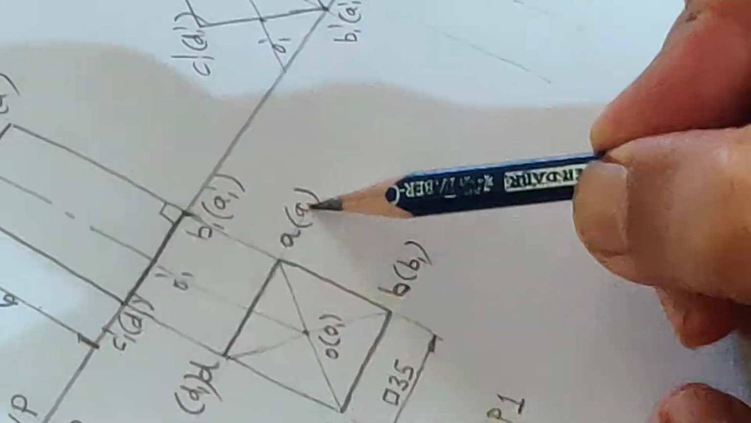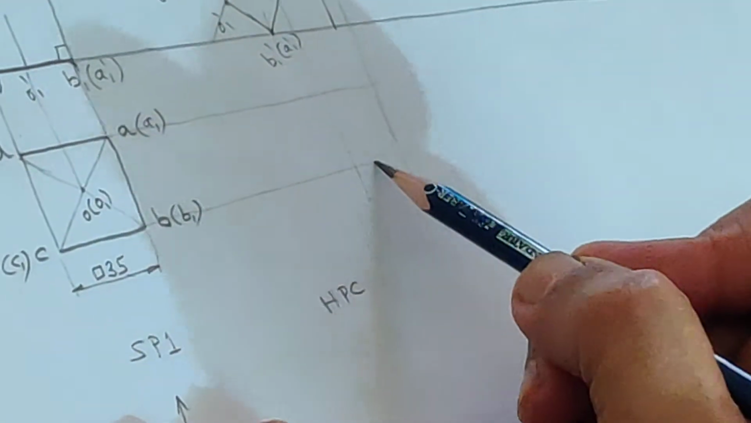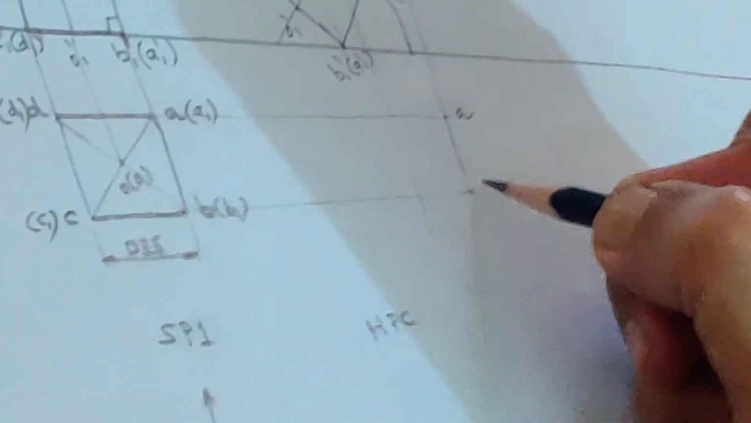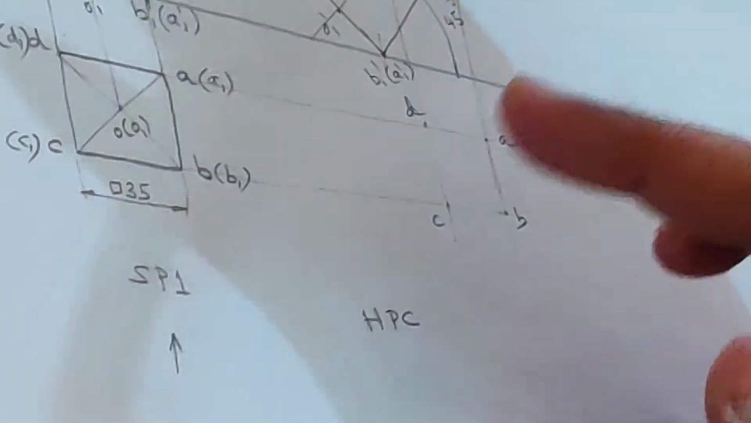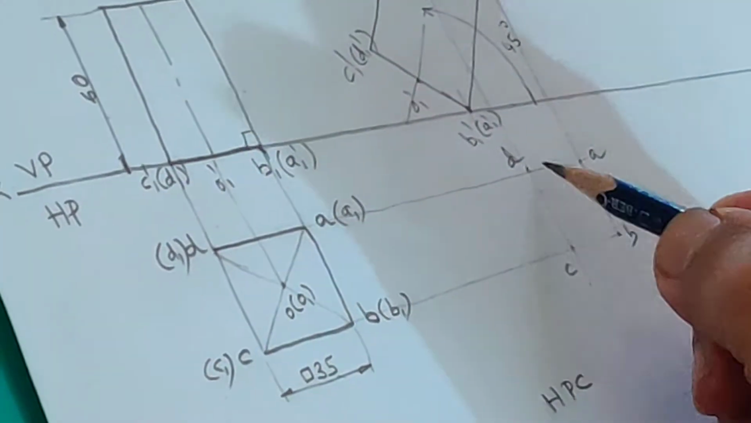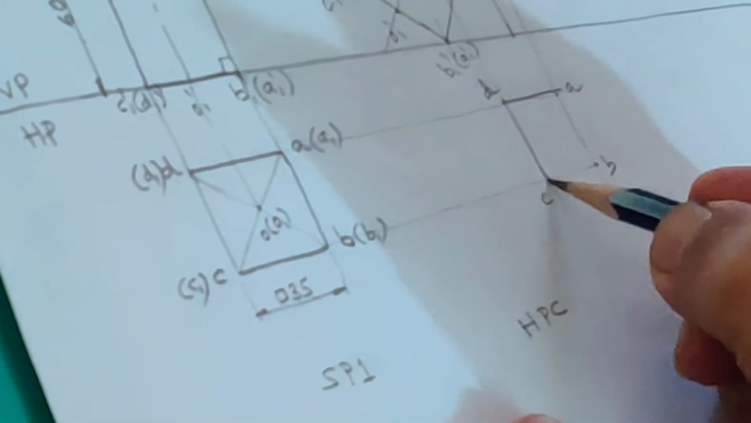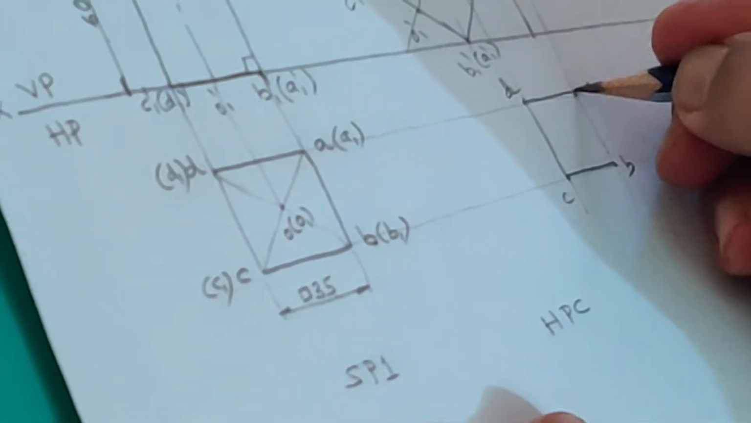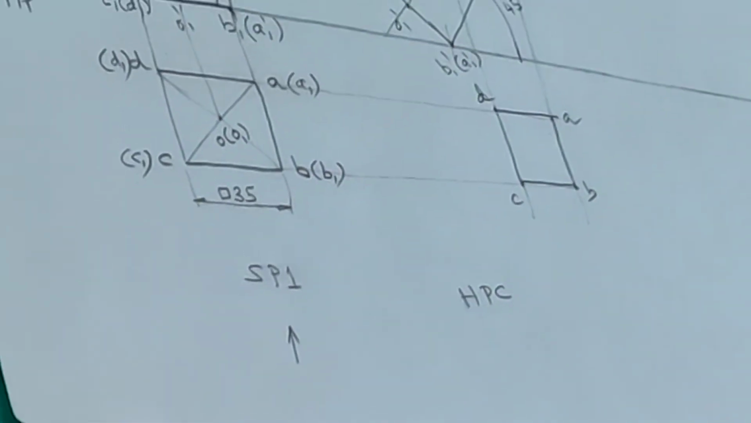Draw the locus of the points A, B, C, D. Wherever they intersect, you can name the points. This is A, this is B, C, D. So according to the first rule of visibility, all the four edges are visible to the observer. So I must draw them using continuous solid lines. That's it. This is the first step in the rules of visibility.